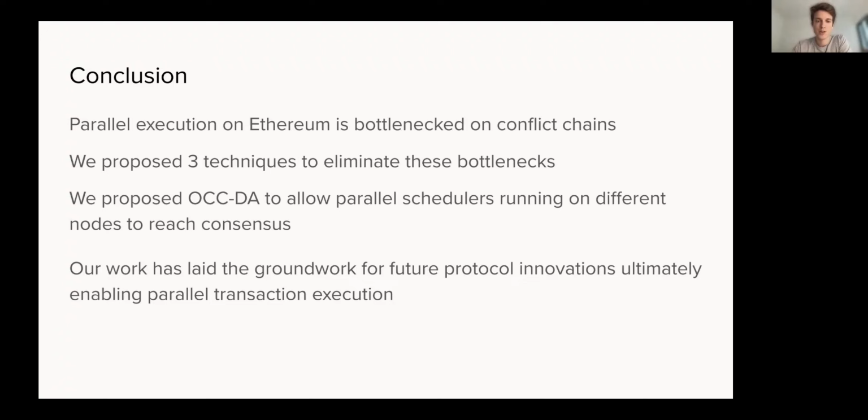We also proposed a new OCC variant called OCCDA, which will allow parallel schedulers running on different nodes to reach consensus, even if we assign incentives to commit and abort decisions on these nodes. We believe that our work has laid the groundwork for future protocol innovations, and it can ultimately lead to and enable parallel transaction execution on Ethereum and similar blockchains.